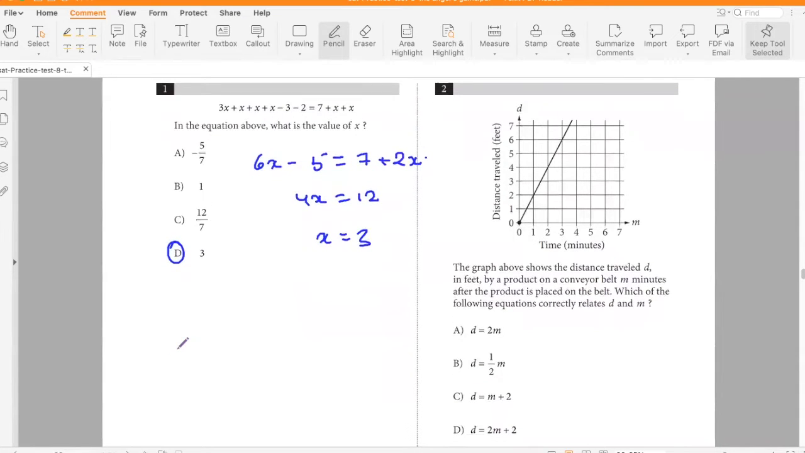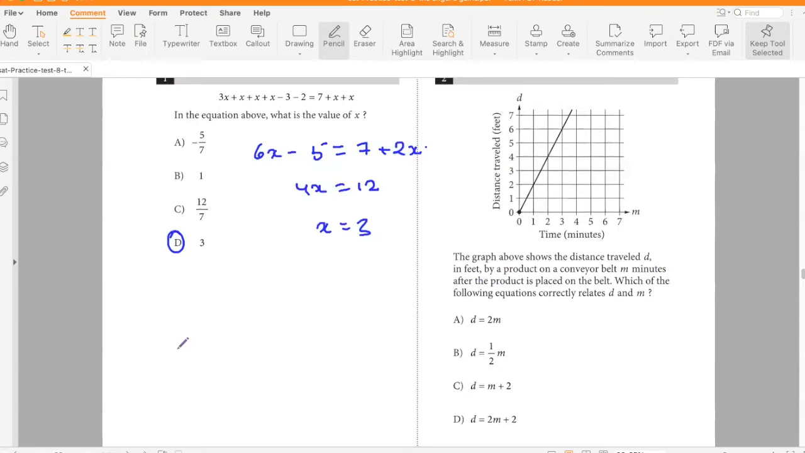The graph above shows the distance traveled d in feet by a product on a conveyor belt m minutes after the product is placed on the belt. Which of the following equations correlates d and m? Okay, so you can see that this would be of the kind d is equal to some constant k times m because the y-intercept is 0 and the slope is 2, so d will be 2m. So A.